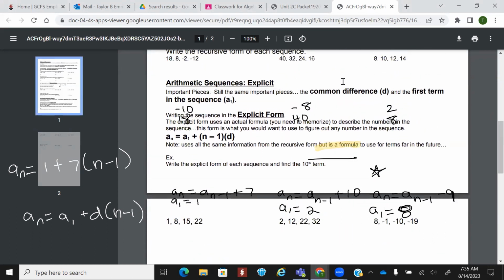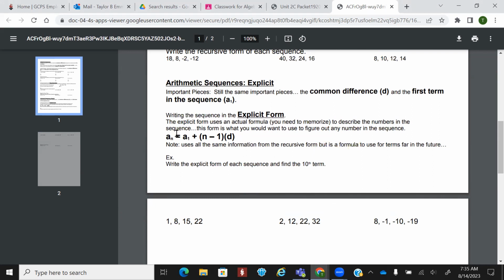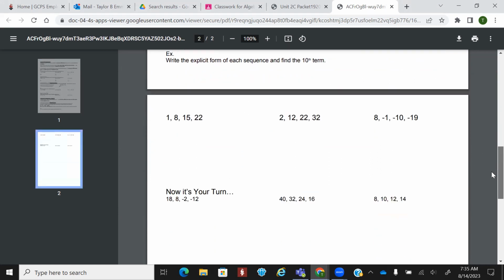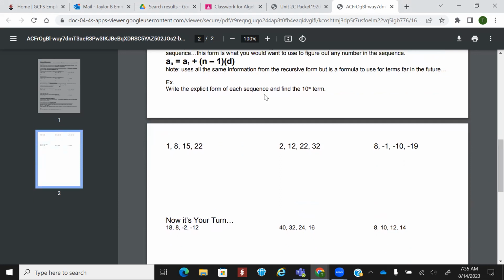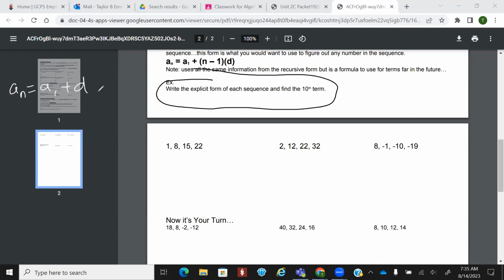So really quick, just a reminder, explicit formula looks like this. Okay. So we're going to look on the back page. So we're going to flip over to the back. And we're going to do this first one. We're going to write it out in explicit form. And then we're going to find the 10th term. Remember, explicit formula looks like this. We say a sub n equals a sub 1 plus d times n minus 1.